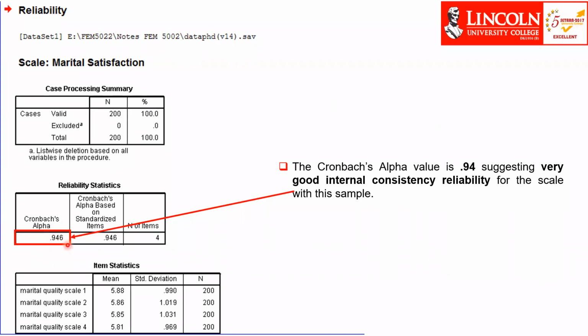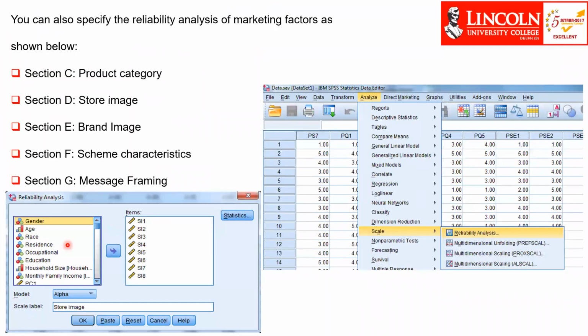So this is how to do a reliability test. You can also perform reliability analysis for marketing factors, as shown below, depending on how you structure your questionnaire or survey tool. You can perform a reliability analysis for product category, store image, brand image, scheme clustering, and message framing. Each of these may have 3, 4, 5 or 6 variables, depending on how you have structured your instrument, or on the theory you have adapted to prepare your instrument.